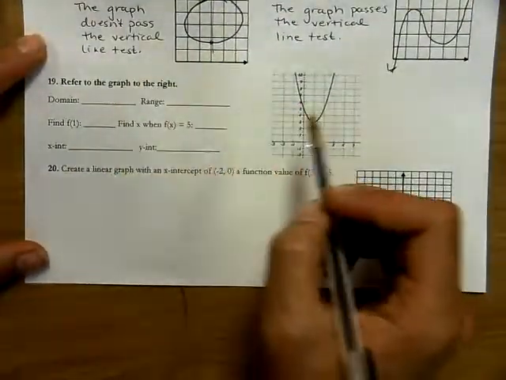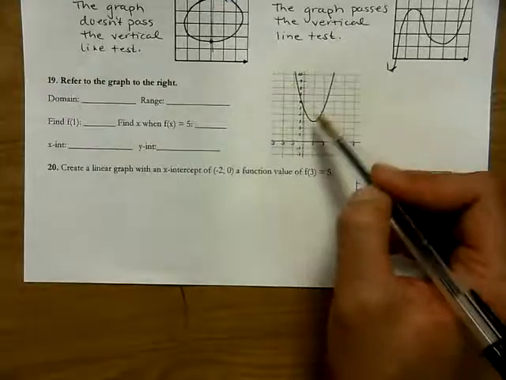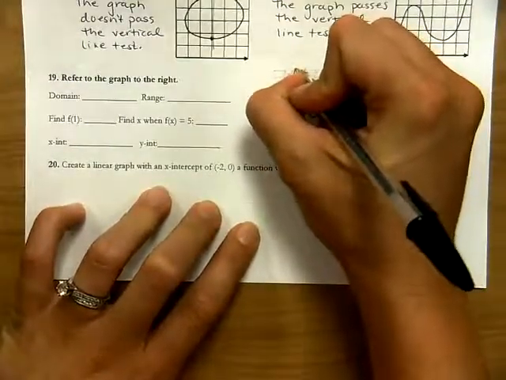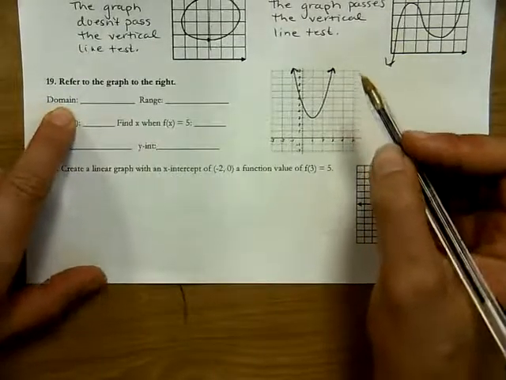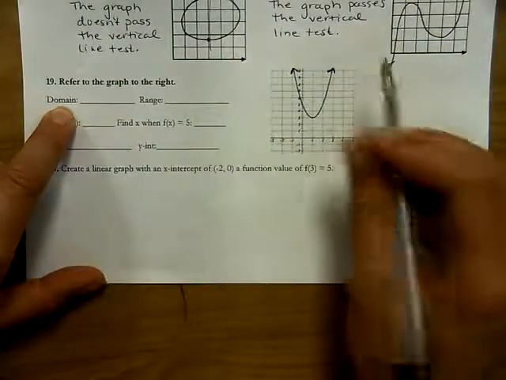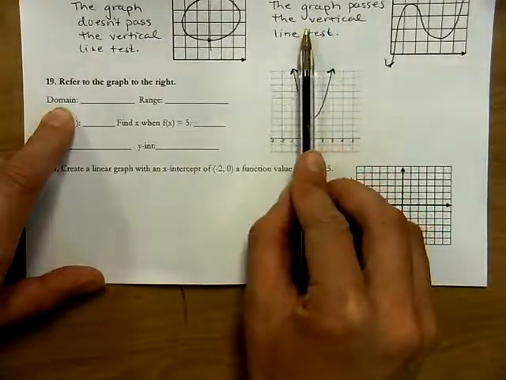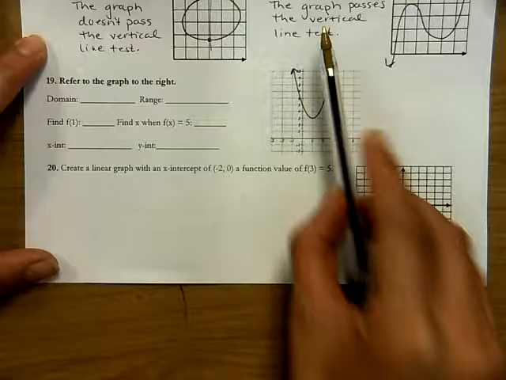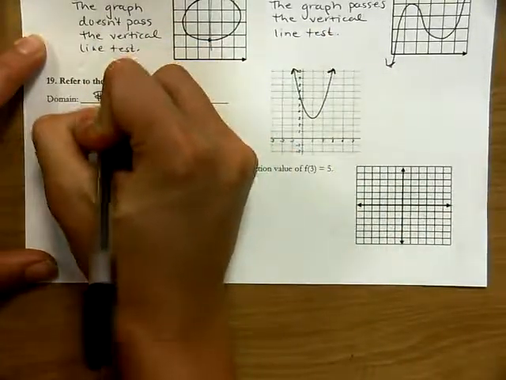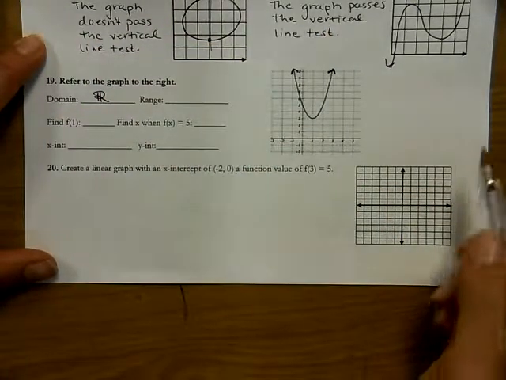All right, moving down to number 19. Refer to the graph to the right, determine the domain and range. We see a parabola again. Because the graph goes to the end, assume that these arrows go on forever. The domain are the input values, which means that they are the x values. X goes left and right. So I want the lowest x value, so I go to the left, and because that arrow goes on forever, the graph never stops going to the left. The graph will never stop going to the right. So the domain goes from negative infinity to infinity, or it's all real numbers.